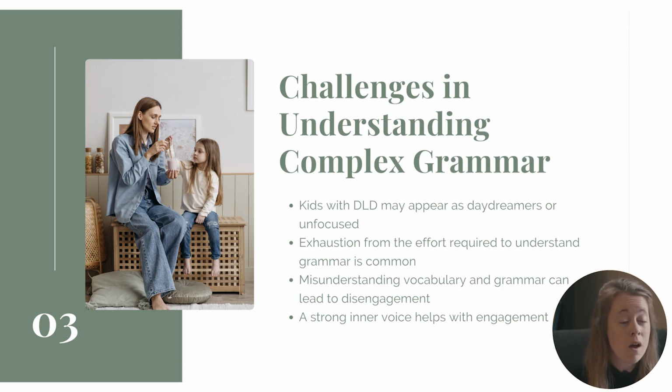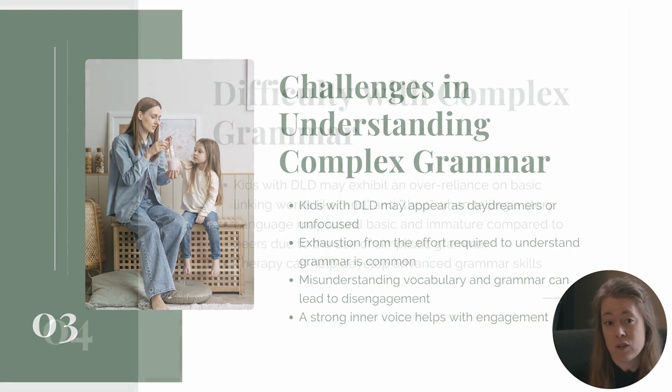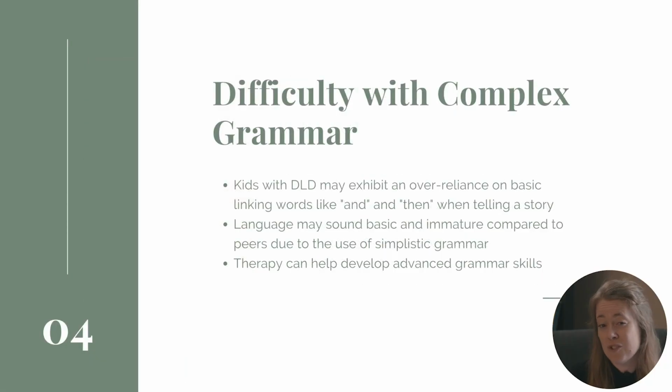Our kids with DLD tend to also struggle to use complex grammar when speaking or writing, not just trouble understanding it, it's also hard to use it. They may rely on words like "and" to link ideas over and over again, or use the word "then" repeatedly when talking about a sequence of events. This can result in our child's language being simplistic and immature when compared with peers.